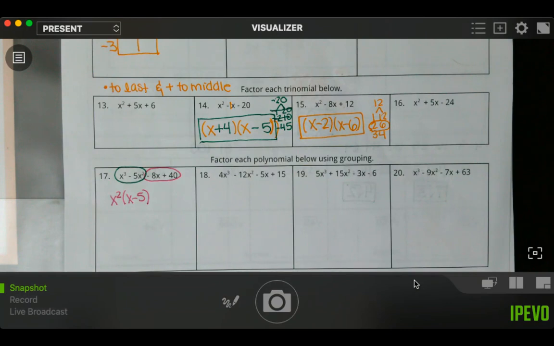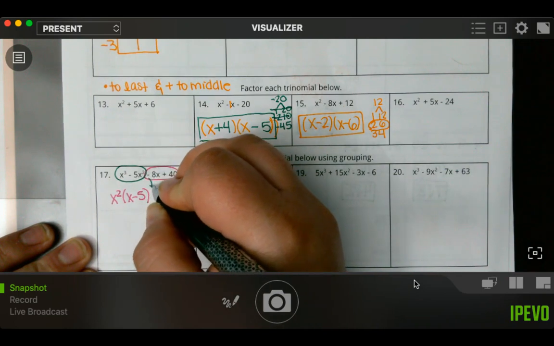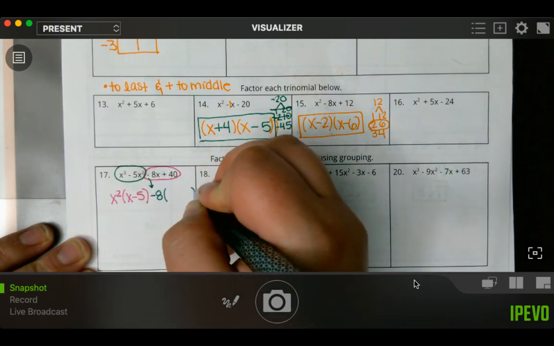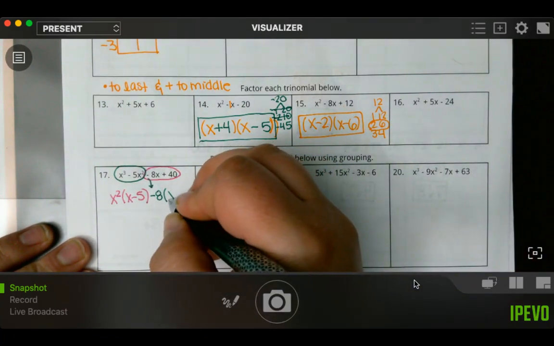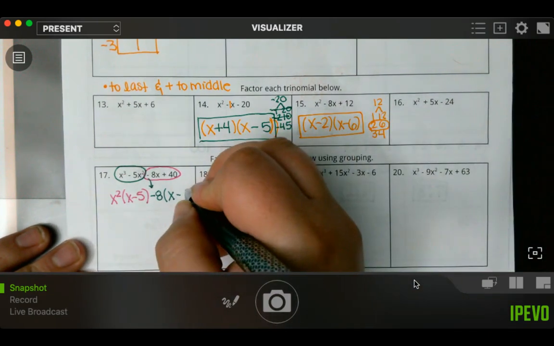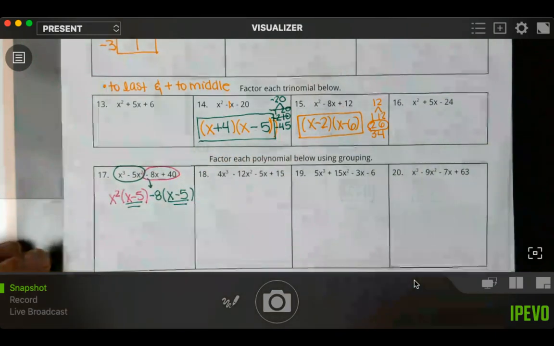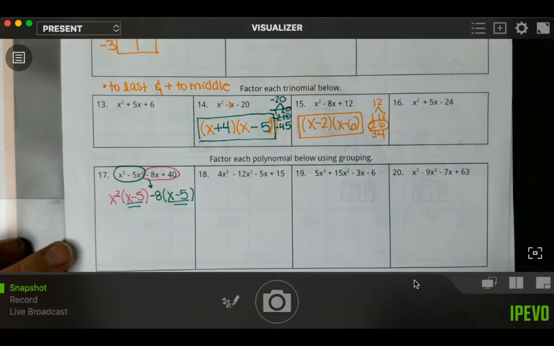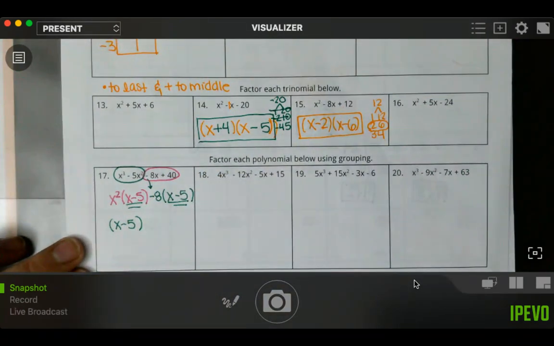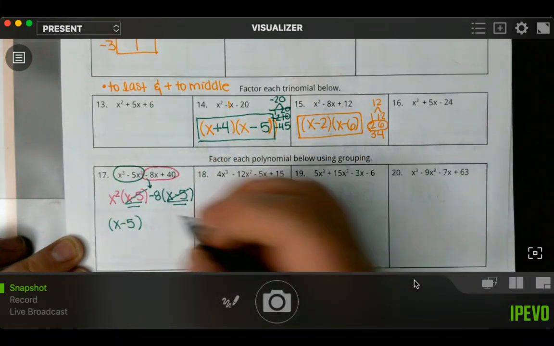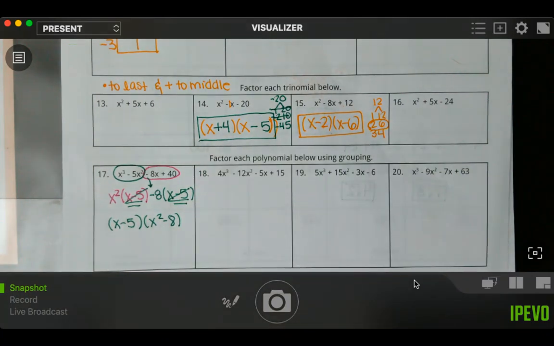Then I do the same thing on the other side. I can divide both of these by 8. But if this is a minus, this will be a minus. So I'm really dividing them both by negative 8. Negative 8x divided by negative 8 is x. 40 divided by negative 8 is negative 5. What has to happen with grouping is these two things match. Because now our greatest common factor is x minus 5. And if I take that away, all I have left is the x squared minus 8. Like that. And that is your answer.